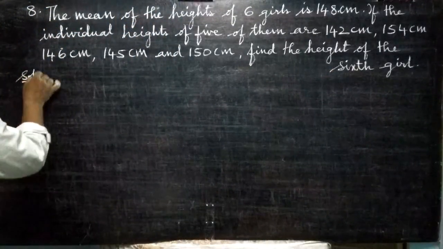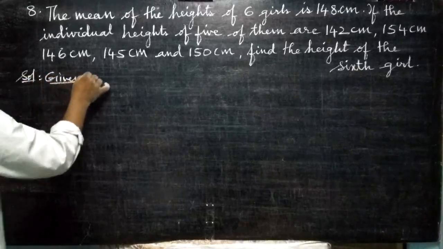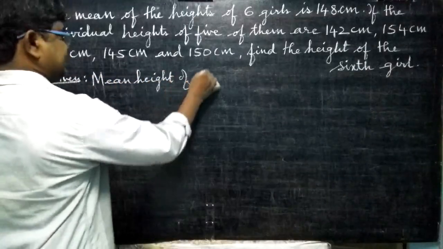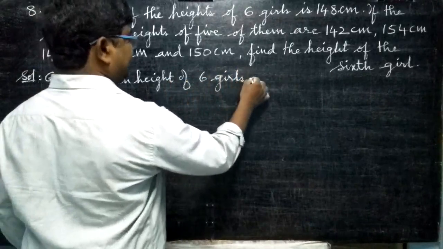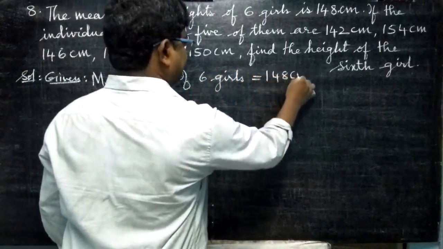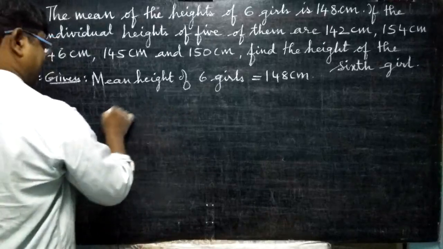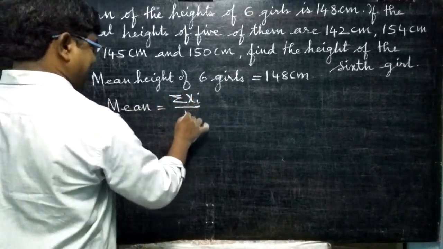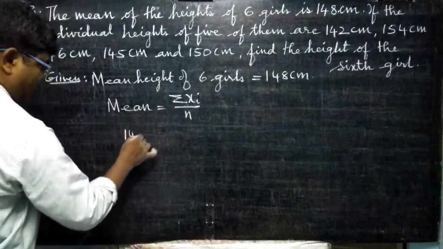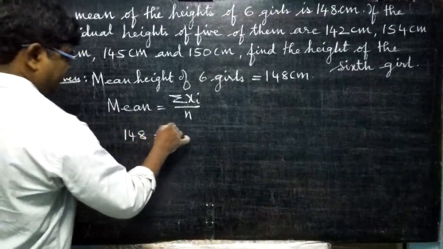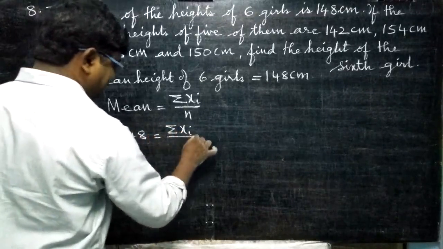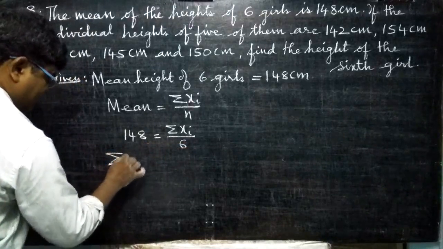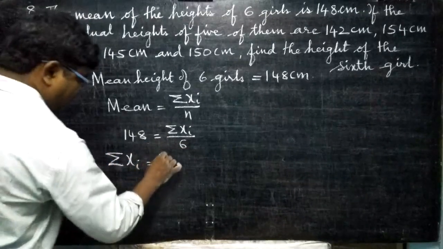So solution, given, they have given the mean height of 6 girls. How much they have given? 148 centimeters. The meaning of this one is, mean formula we know. Mean is equal to sigma xi by n. Mean they have given 148. That is equal to, we don't know the total heights. So how many girls? 6. Multiply. This is the total heights of 6 girls.